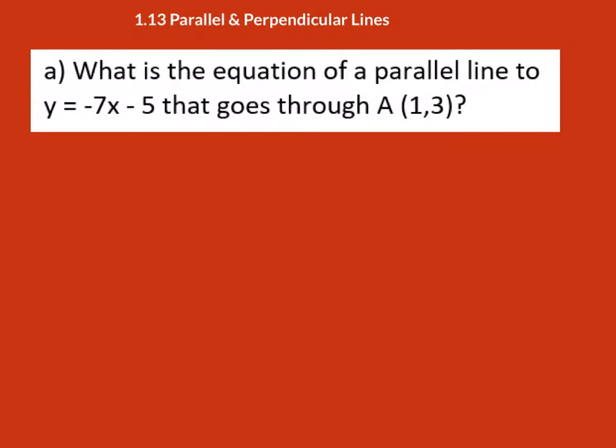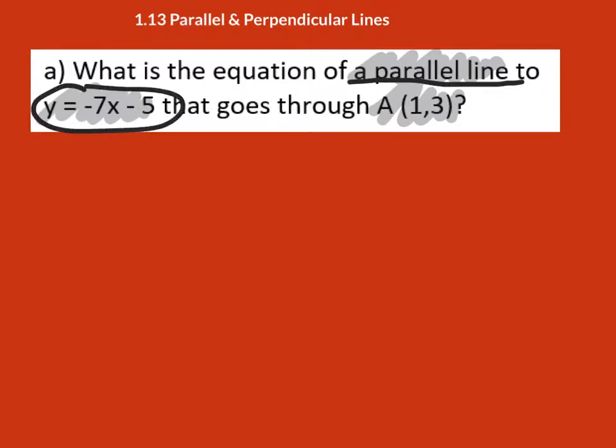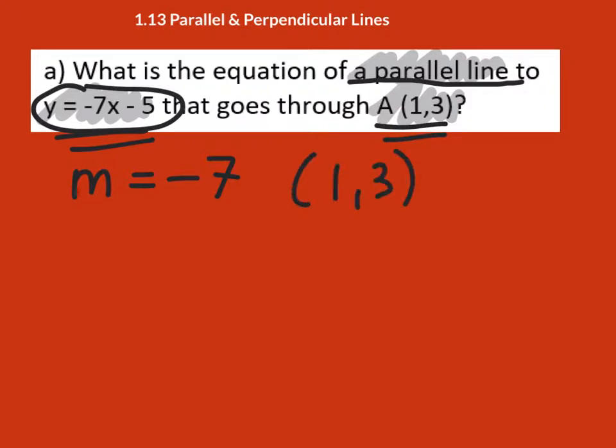This question says, what is the equation of a parallel line to this one? And our parallel line must go through here. Well, this sounds fairly complex, but actually all it's saying is give me a line that's parallel to this one. That means our slope is going to be -7 if we're going to be parallel to this one. And we need to go through this point. So this is review of an equation given a point and a slope.